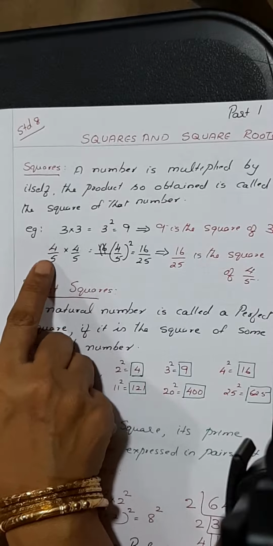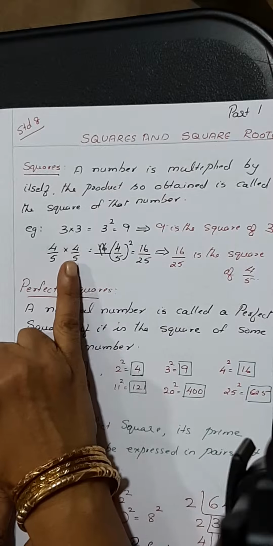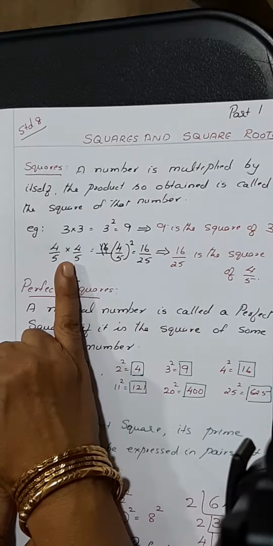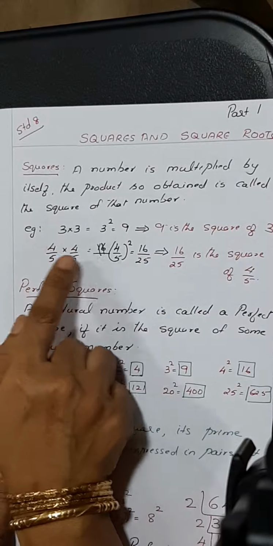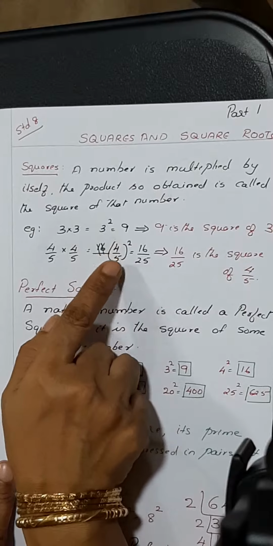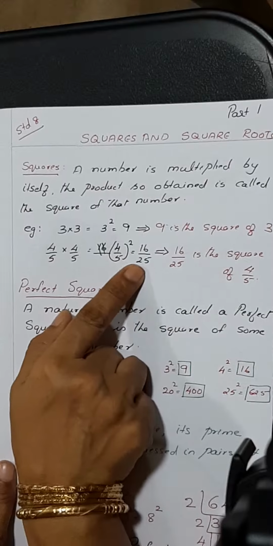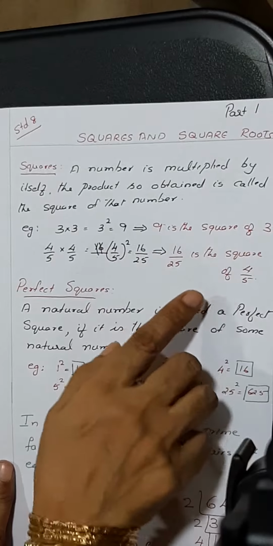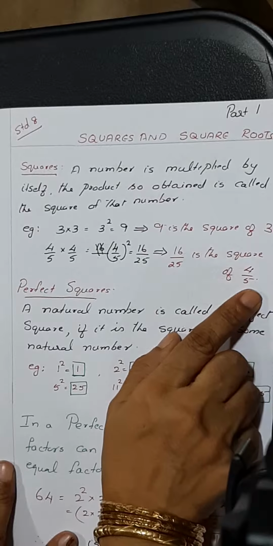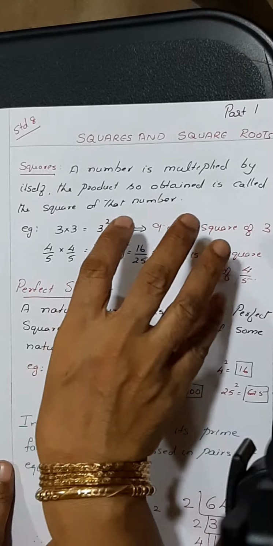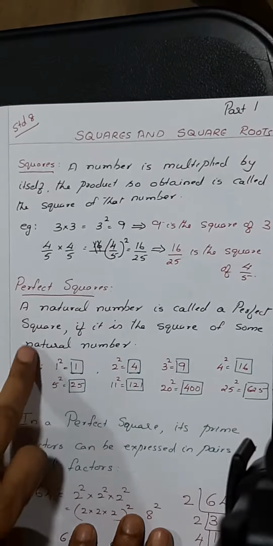Similarly, if you multiply the rational number 4 by 5 with the same number, you get 4 by 5 the whole squared. So it is 4 squared is 16, 5 squared is 25. So 16 by 25 is the square of 4 by 5. So this is a concept which you have already learned.